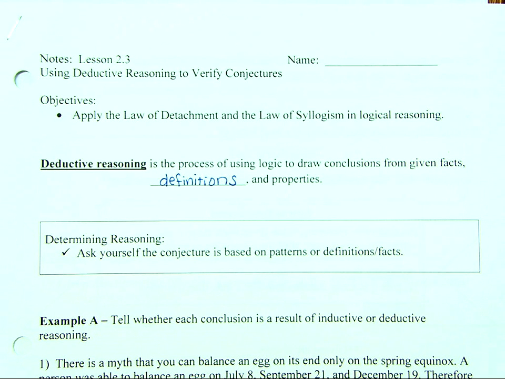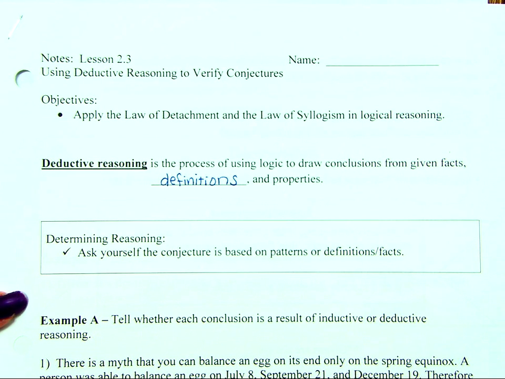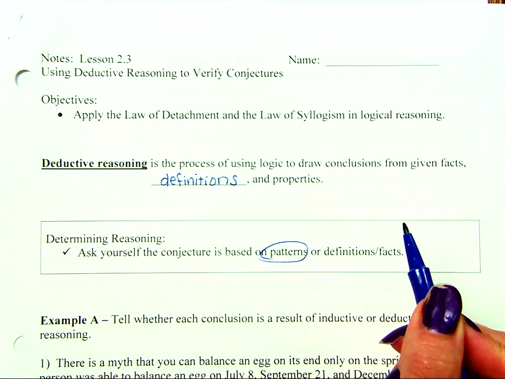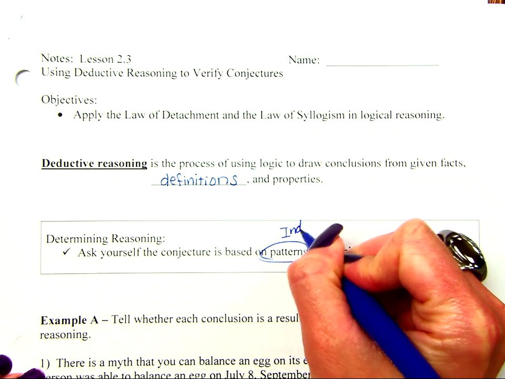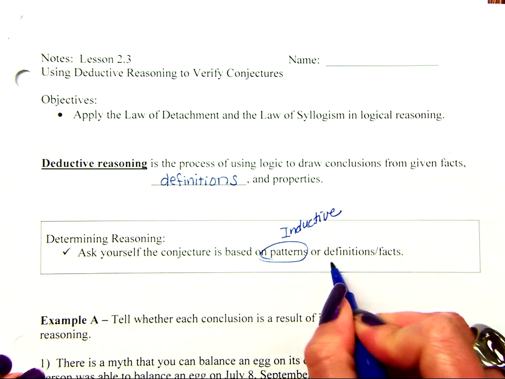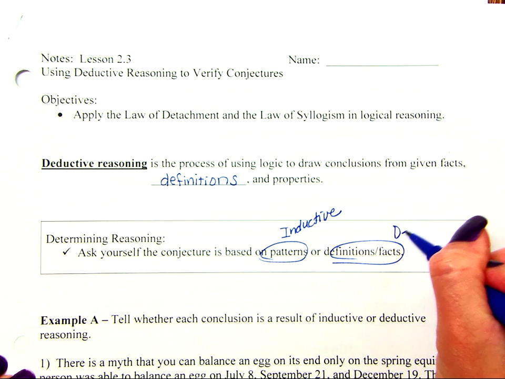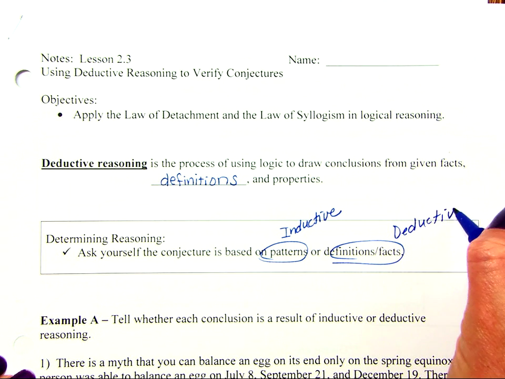And they're going to ask us to think about whether we are making decisions, conjectures, or conclusions based on inductive reasoning skills or deductive reasoning. When you're trying to decide that, ask yourself if the conjecture is based on patterns or definitions and facts. Because we said in lesson 1 that if we have something based on patterns or specific cases that are true, we're using inductive reasoning. And definitions, facts, properties, we would be using deductive reasoning.